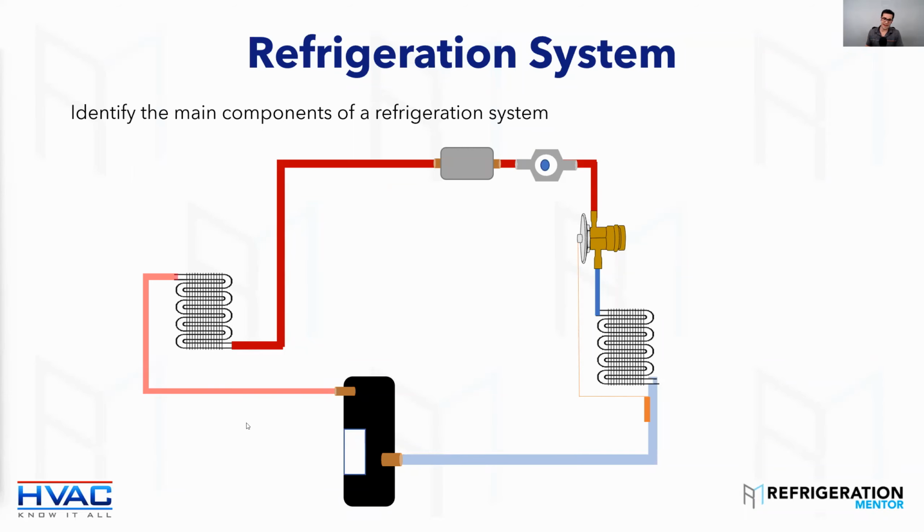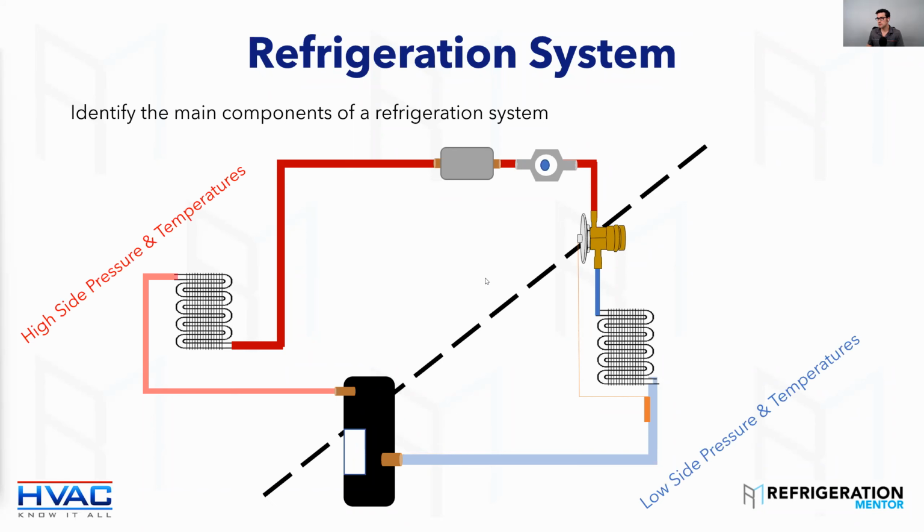So if I was going to put a line to separate the sections, where would a line go? Because this is important to understand. Like if I'm going to separate high side and low side, where would this line go? Before the compressor and before the metering device. So something like this. You'd say high pressure, high temperature on this side, low side pressure and temperature on this side. Make sense?